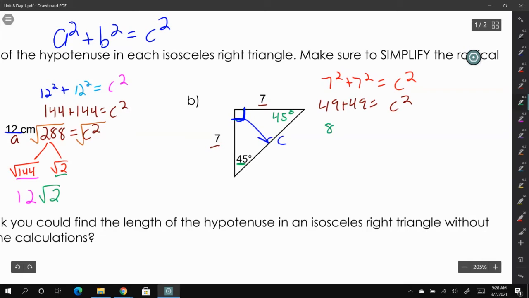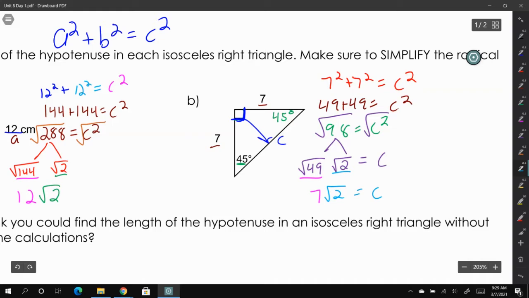49 plus 49 equals c squared. And then we get 98 equals c squared. And we'll take the square root of both sides. And again, we'll break this up into 49 times 2, and that will equal c. Well, the square root of 49 is 7, and we can't simplify the square root of 2. So 7 times the square root of 2 is our answer here.